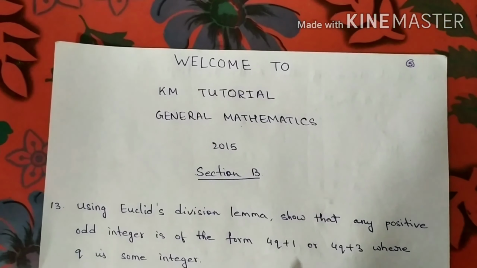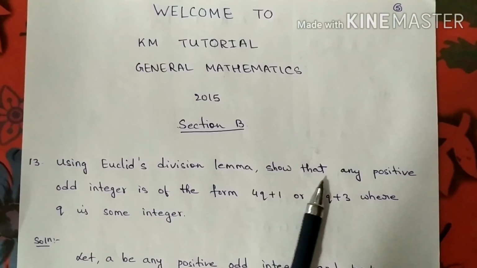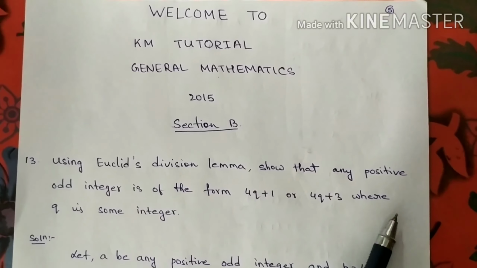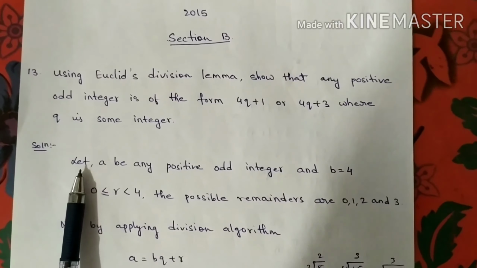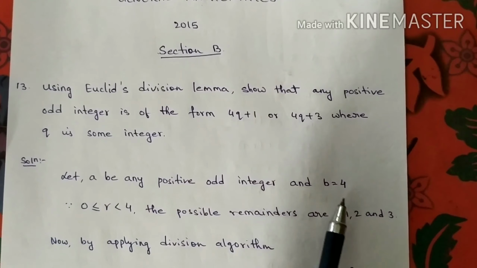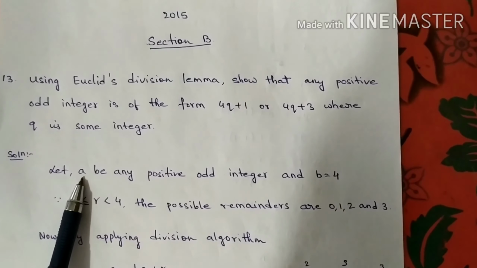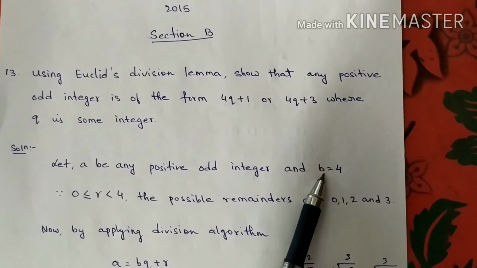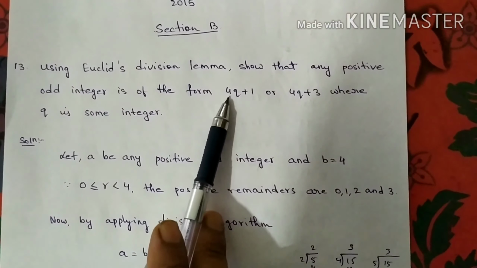Today I will solve section B, and the question is: using Euclid's division lemma, show that any positive odd integer is of the form 4q plus 1 or 4q plus 3, where q is some integer. So let us assume dividend as small a and divisor as b. Dividend small a be any positive odd integer and divisor small b be equal to 4. This is the divisor in this case.